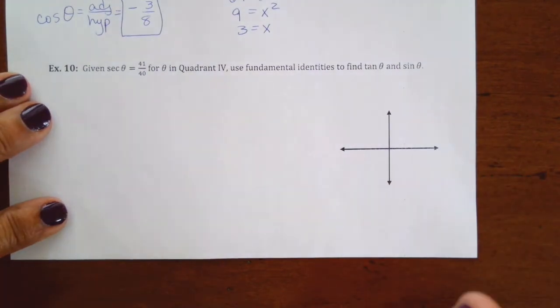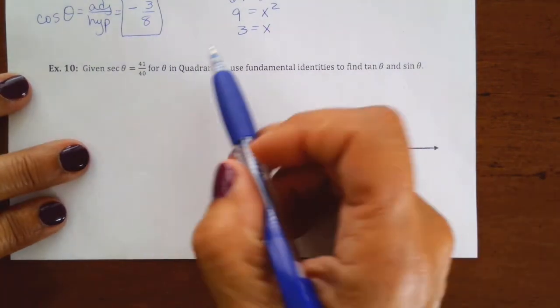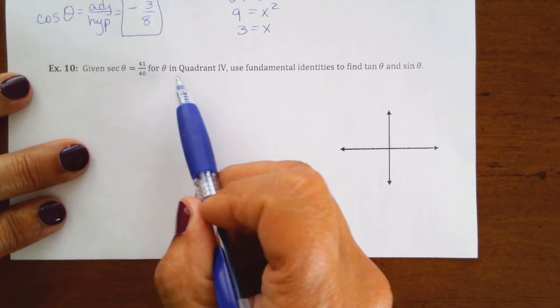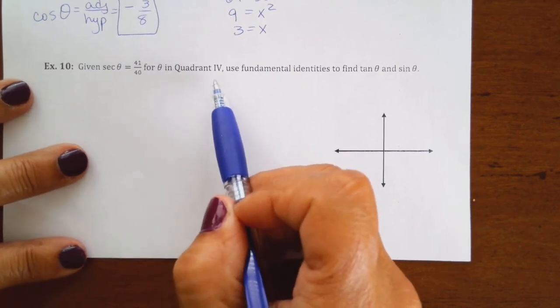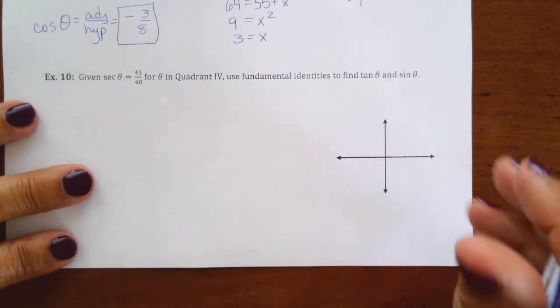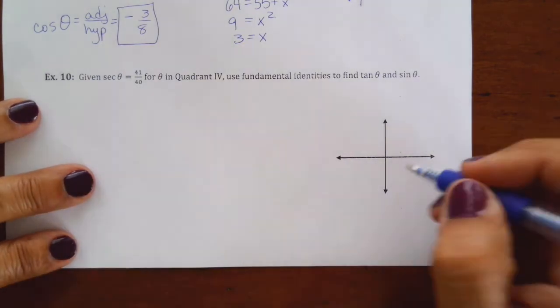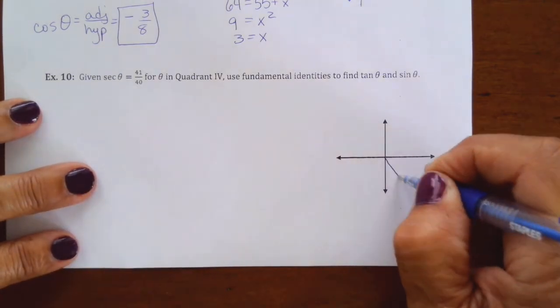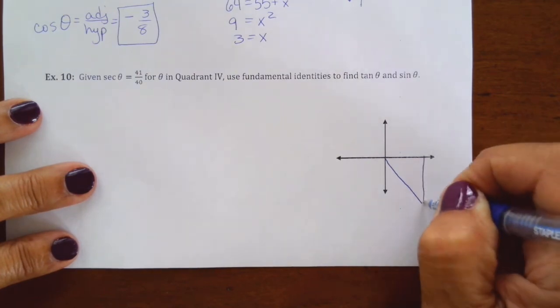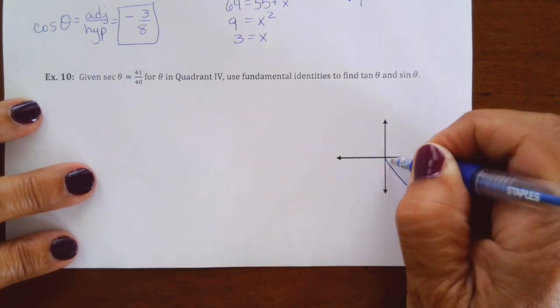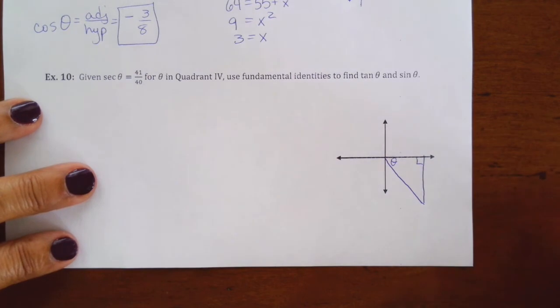The secant of theta is 41 over 40, and theta is in quadrant 4. Use the fundamental identities to find the tangent and the sine. We're in quadrant 4, so I'm going to draw an angle in quadrant 4, which means it goes to the x-axis. Here's theta, there's the right angle.